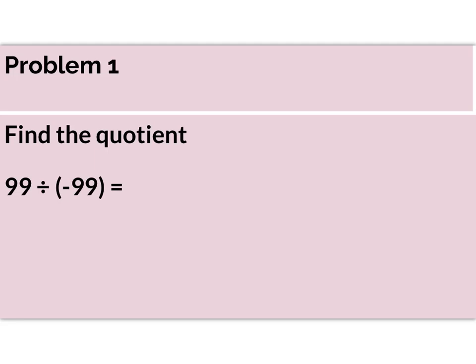Okay, here we go. Problem 1. Count the number of negatives first. That's the first thing we're going to do. Any number divided by itself, 99 divided by 99, is 1. So our answer is negative 1.